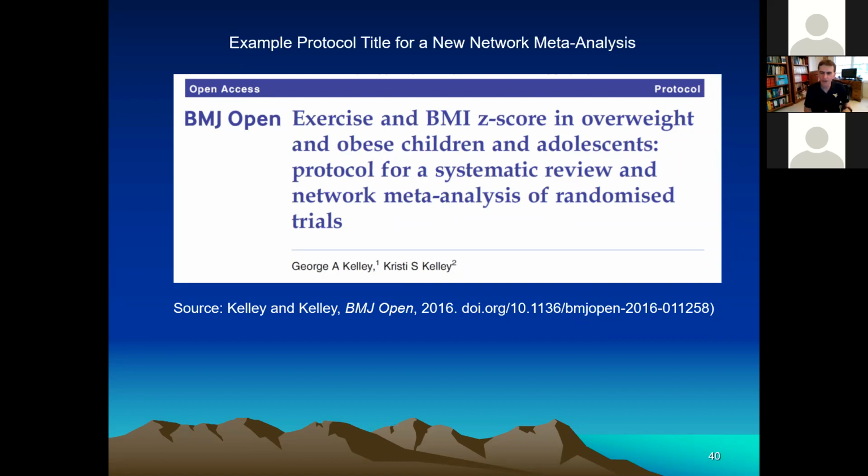And what it allows you to do is include not only direct evidence but also indirect evidence. It allows you to include randomized controlled trials, in other words, randomized trials with a control group, as well as randomized trials without a control group. For example, maybe you have a randomized controlled trial with an aerobic exercise group and a control group, but you may also have a randomized trial that doesn't have a control group, but has an aerobic exercise group and a weight training group. And this is a way that allows you to combine what we call direct and indirect evidence.